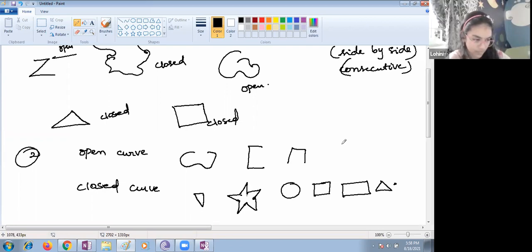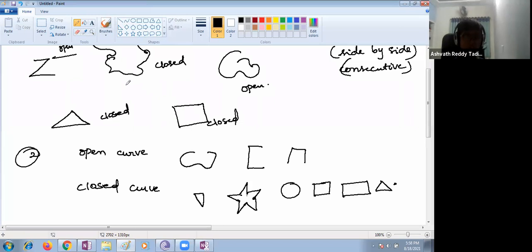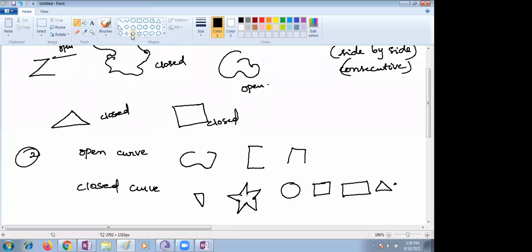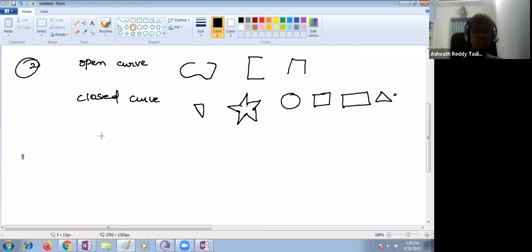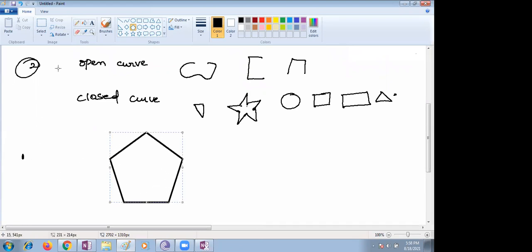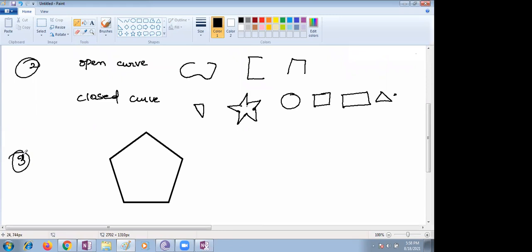Next, children: draw any polygon and shade its interior. Can you tell again, ma'am? Draw any polygon and shade its interior. Ma'am, I drew a pentagon. Ma'am, shade interior means the inside, right? Shade its interior. Ma'am, you can fill. Yes, Nana, which color can I fill here?